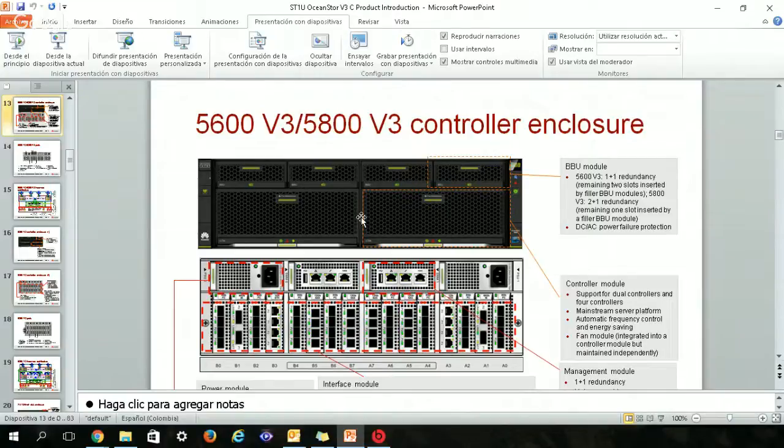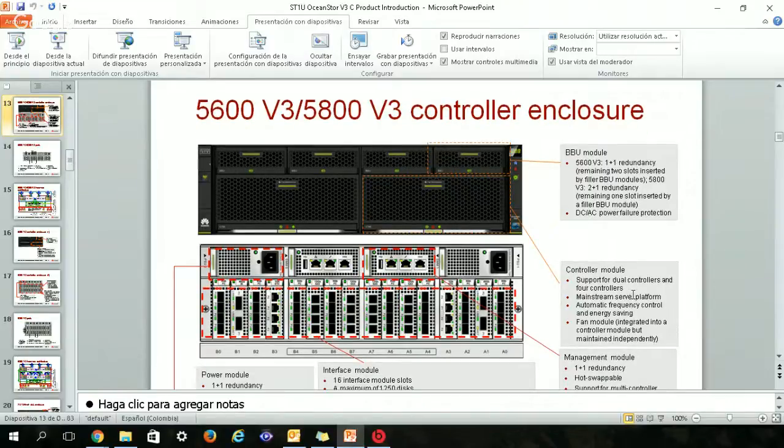Over here we have the controller modules. Remember that we're talking about the middle one, which is for the user height. We have the two controller modules here. This is the front view, and we support dual controllers and four controllers. I need to go into more detail on what's going on over there, but yes: mainstream server platform, automatic frequency control, and an energy-saving fan module integrated into the controller module, maintained independently.